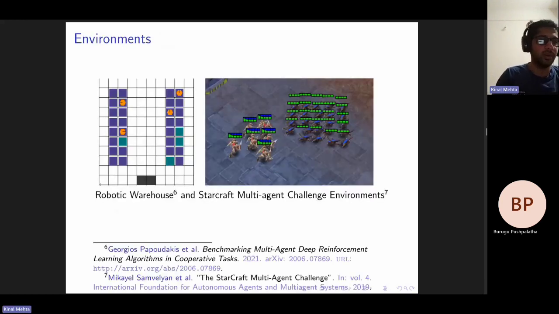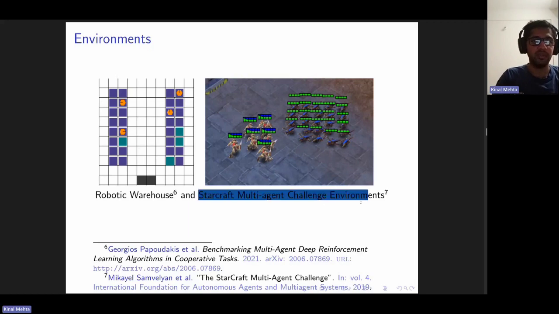So these are the two environments where we benchmark our algorithms. One is the robotic warehouse, where there are multiple racks and multiple agents. Here is the entry point, and the agents act based on the requests coming in. The agent needs to go and collect the specific box from the specific rack and deliver it here.